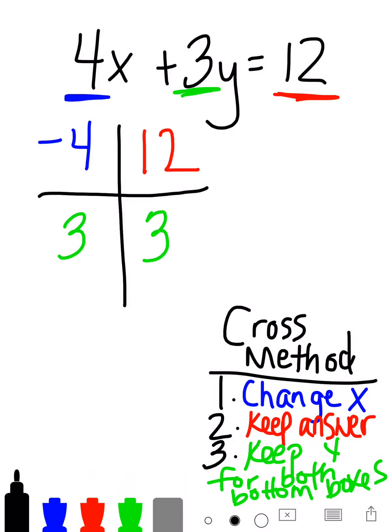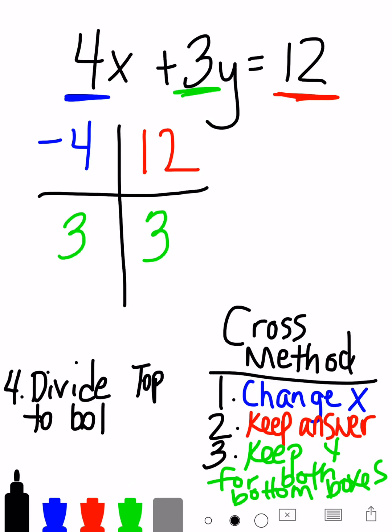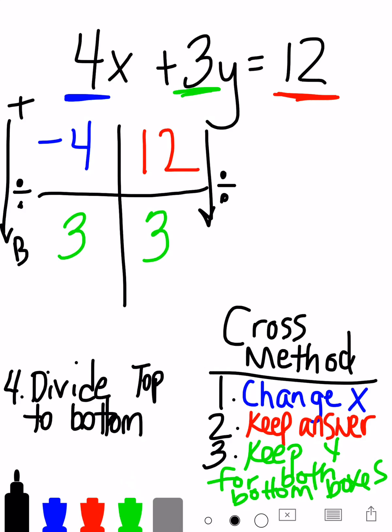Now I ran out of room, so I'm going to write the last step right here. What you're going to do is divide top to bottom. I like to put little division symbols right here so it'll remind me. Make a little arrow, top to bottom. So that means that we're going to take -4 divided by 3, and we're also going to take 12 divided by 3. And whenever you have your box completed, you're pretty much ready to write your answer.